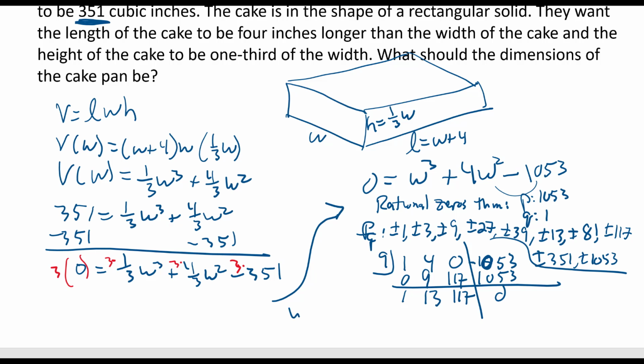So our width is going to be 9. The other thing is if we looked at the negative zeros, there's probably going to be 2, or there could be 2 complex. But negative distances don't really help us in this situation. So if W is 9, L is 9 plus 4, which is 13. And the height is 1/3 of 9, which is 3. And that kind of makes sense for a cake pan.